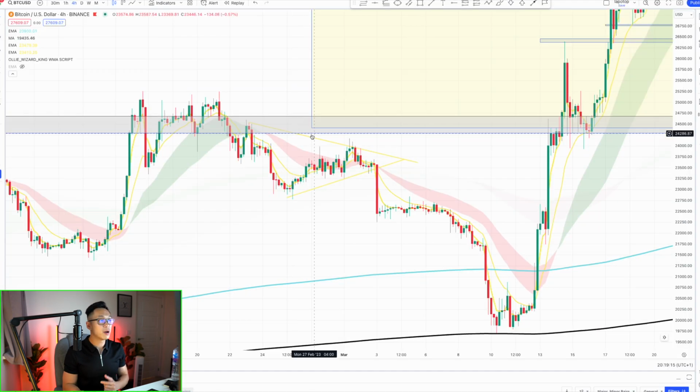So we will be doing a part 2, and this is just like a great example right there with that exact wedge pattern that I just showed you, breaking out onto the downside here and then having lots of momentum to continue from there.